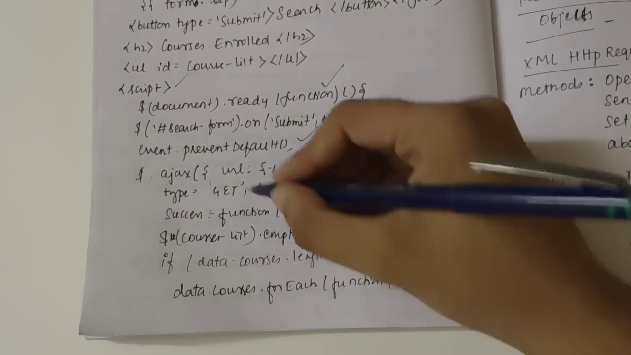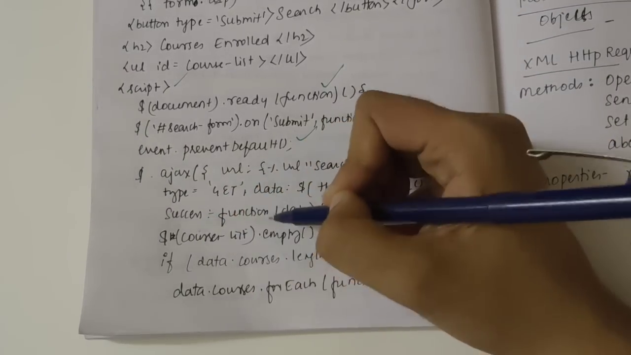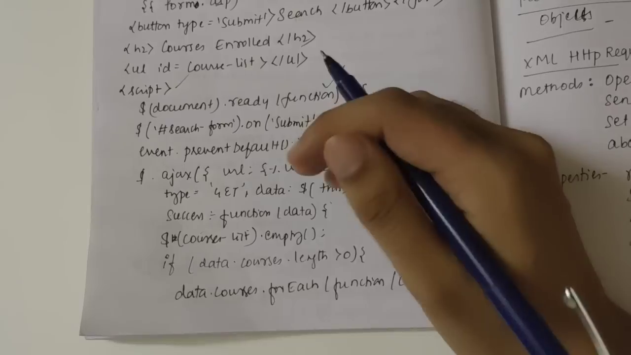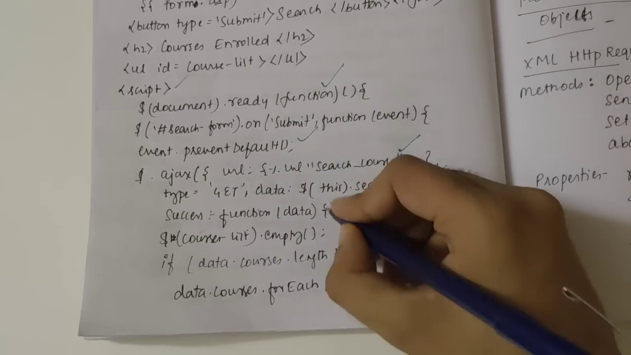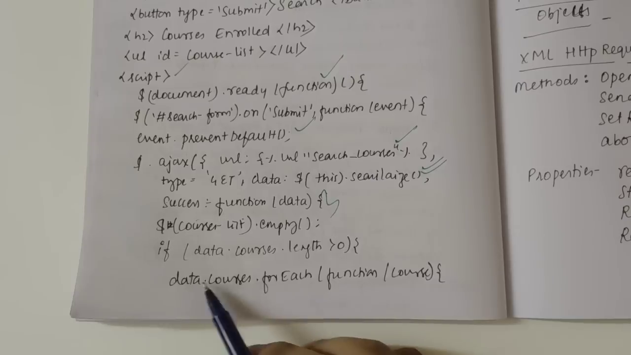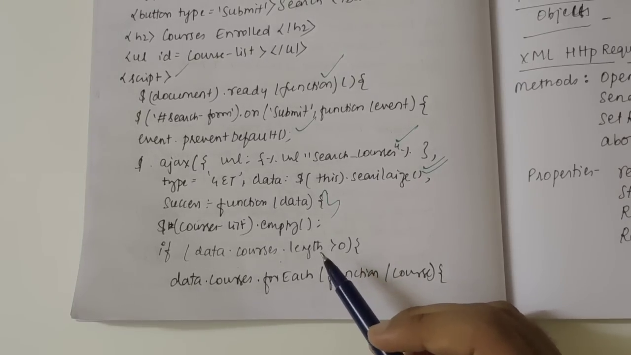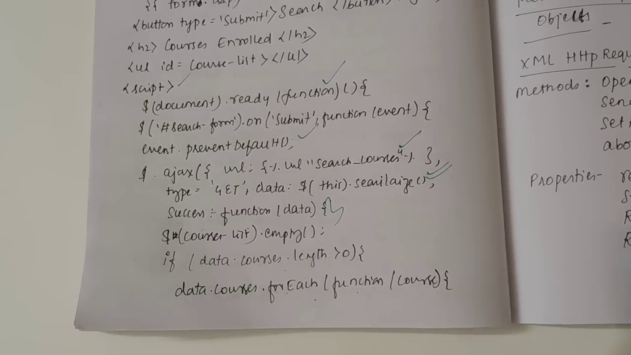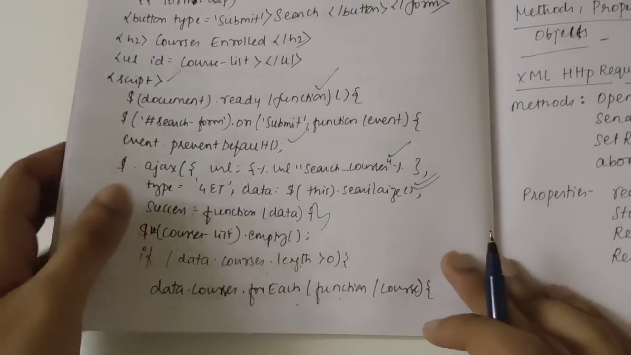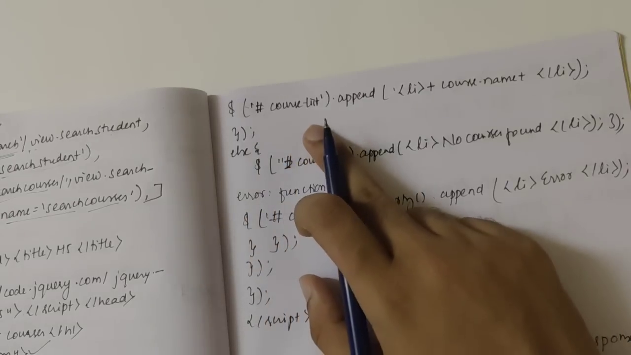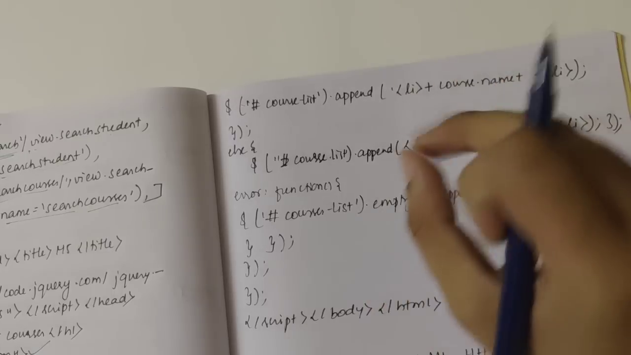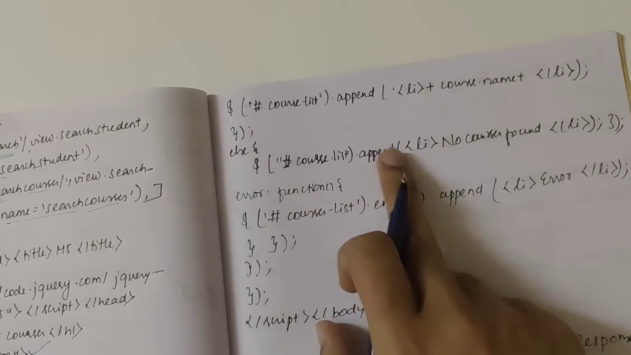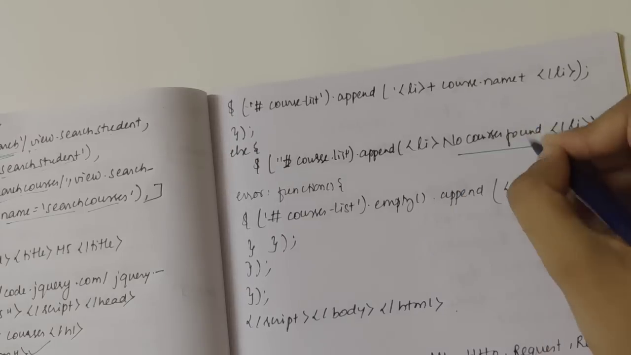Now I have the success function with data, and here courses list.empty. That is, on success I'll be clearing the existing courses list. Okay. Next I have, if data.courses.length is greater than 0, data.courses.forEach function course, I'll have course list.append. I'm appending the course name. Along with that, if this fails, then no courses are found.